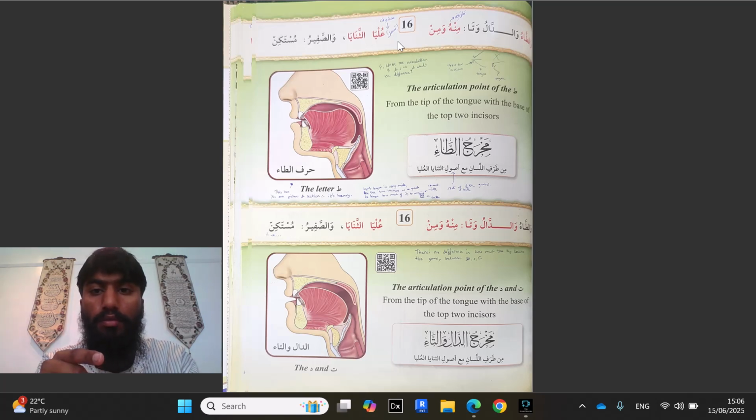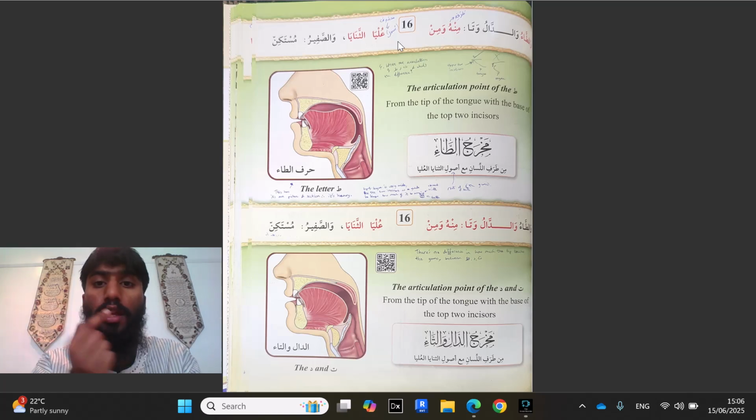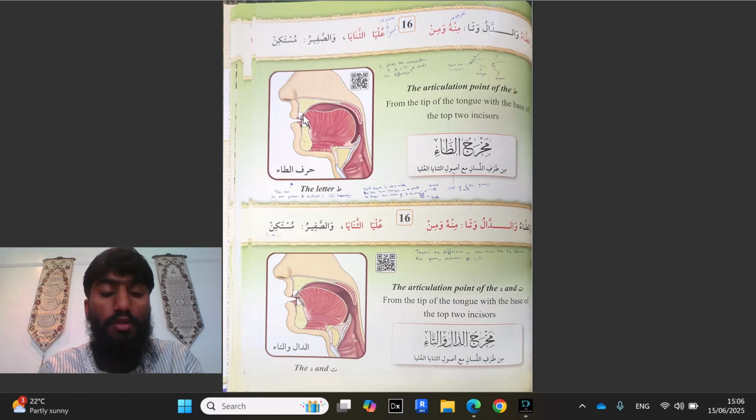Now, actually, not the gums, but the gum line. So the gum line, if you look at the upper palate, as is on the document there, the gum line is just literally the line which is between the teeth and the gums, where the gums start. Okay, so here it says from the tip of the tongue with the base of the top two incisors, the base, i.e. the root of the teeth, the root, i.e. the gum line. Okay, now that is the same as ta and dal.